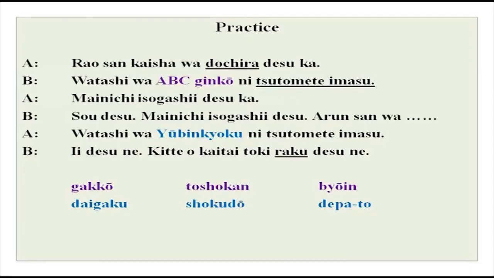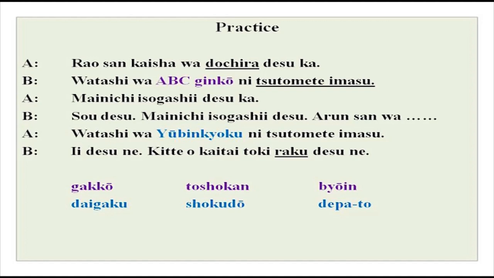So, well, now let us practice this small kaiwa, how to use these words and how to make simple conversation with these words and this te imasu form. Rao-san, kaisha wa dochira desu ka? Watashi wa ABC ginko, name of the ginko, ni tsutomete imasu. I am working over there.